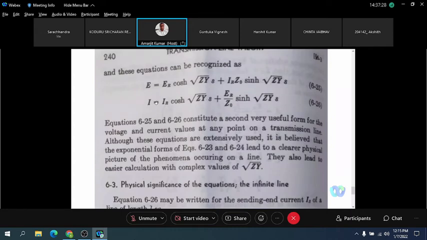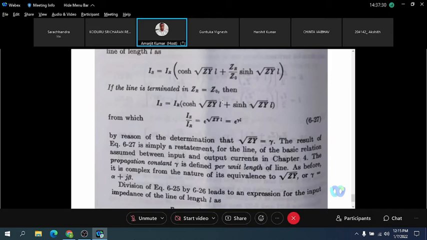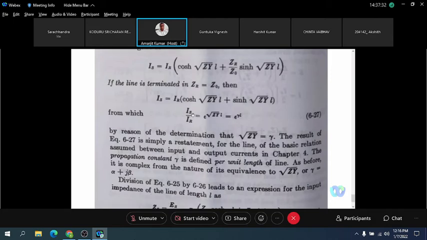For the sending end current, S will be equal to L. So IS upon IR, the sending end current divided by the receiving end current, will be equal to e to the power gamma L, provided ZR is equal to Z naught.